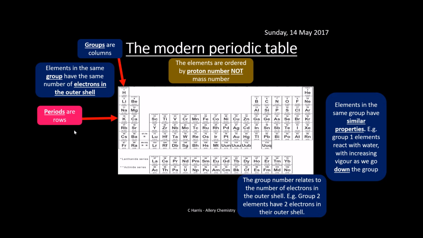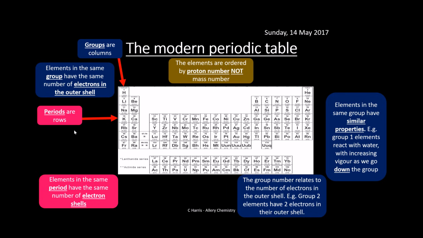Periods are rows, so these go across, hence the word periodic table. And elements in the same period have the same number of electron shells. So all these ones, for example, across here, they all have the same number of electron shells. That's the 3rd shell there.